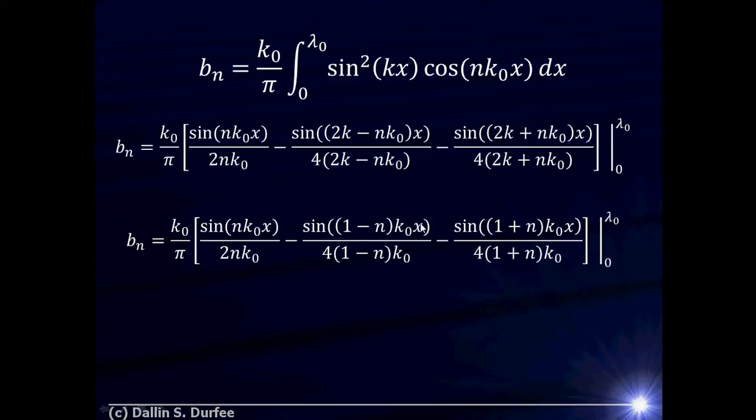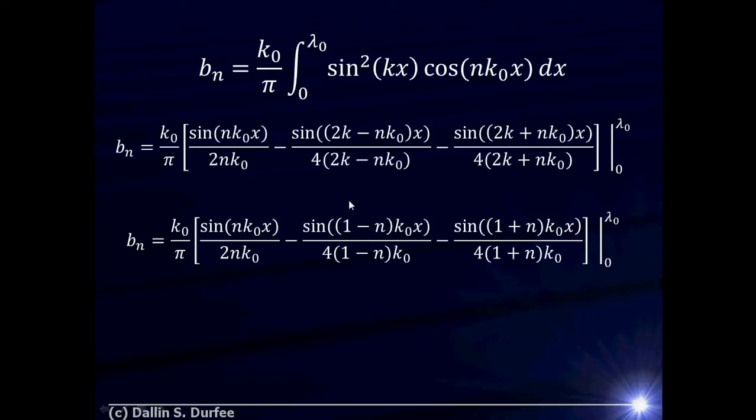I get the same thing here, and I get the same thing here. They all go to 0. So, what the heck? All right? Now, it turns out this problem is a little more subtle than most of the Fourier series problems you'll work in this class. You look at this and you realize all of these terms go to 0 when I plug in lambda naught and when I plug in 0.